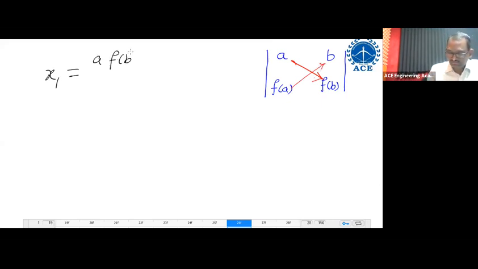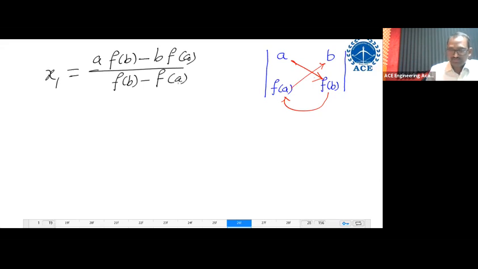A into f of B. The determinant of the matrix is these two minus these two product, minus b f of a, divided by the denominator. The denominator is this value minus this value. Denominator is this minus this. This is the first approximation.